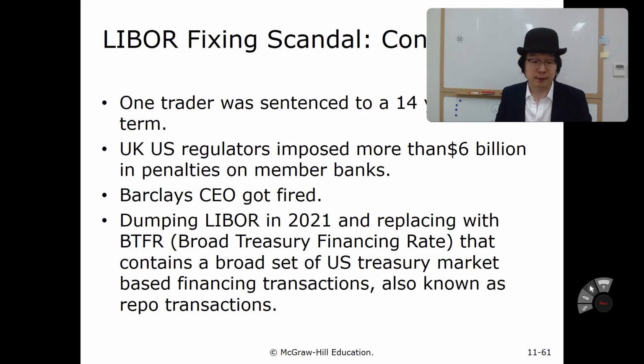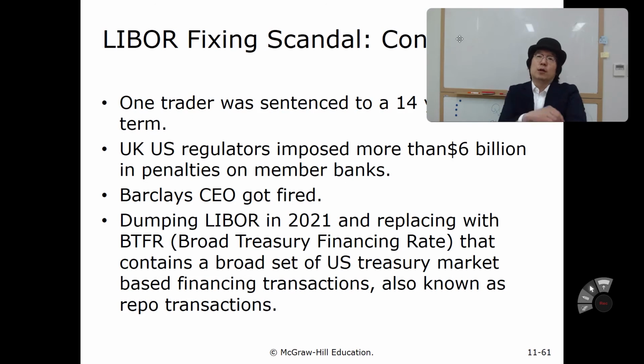And then moreover, they're dumping LIBOR by 2021. They say they're going to replace it with something called BTFR. What is BTFR? I know BTS, but BTFR, Broad Treasury Financing Rate. Okay, this contains a broad set of U.S. Treasury market-based financing transactions, also known as repo transactions.